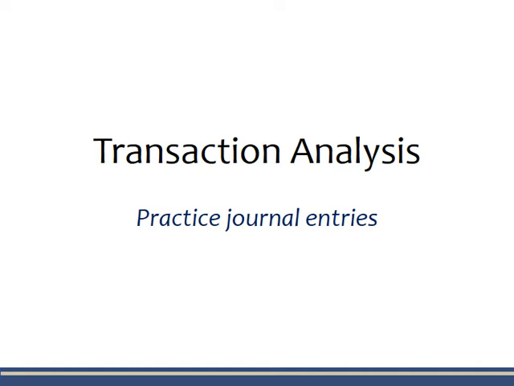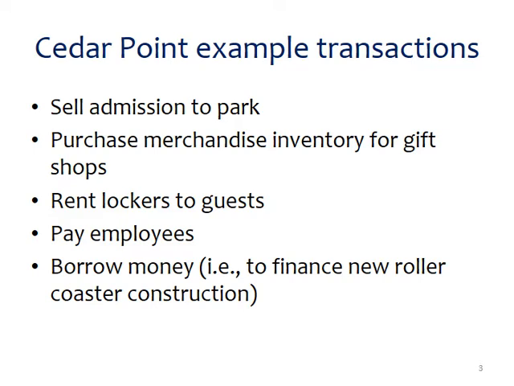In this video, we are going to walk through a variety of journal entries. A good solid understanding of journal entries will help you immensely in financial accounting. We are going to be journalizing some fictitious entries for Cedar Point Amusement Park located in Sandusky, Ohio. The entries we will be doing include sell admission to the park, purchase merchandise inventory for gift shops, rent lockers to guests, pay employees, and borrow money. All of these entries will be from the standpoint of Cedar Point.